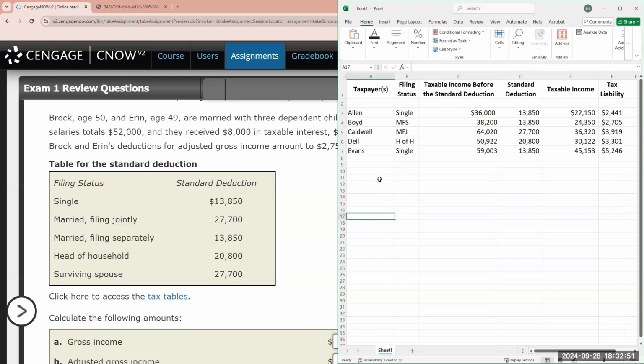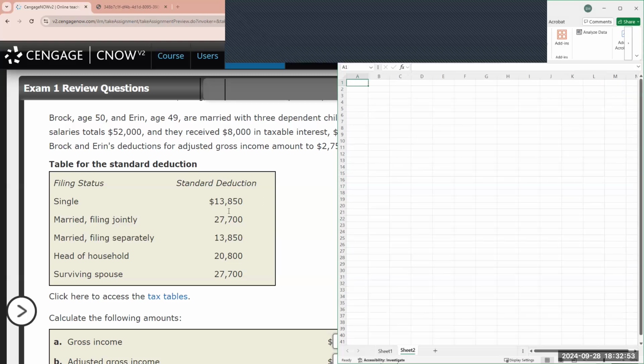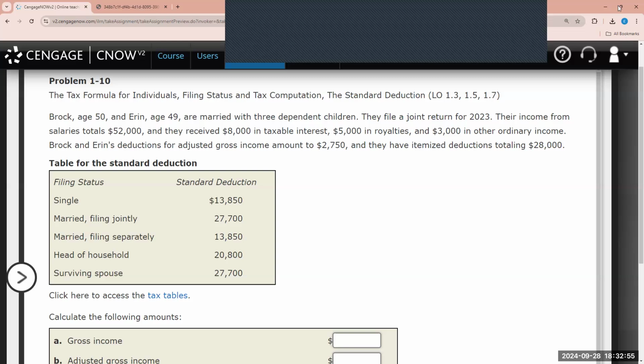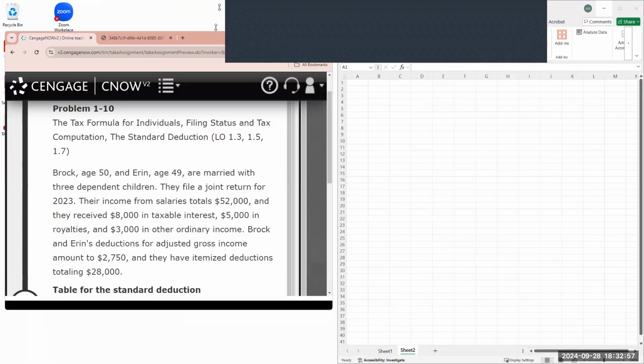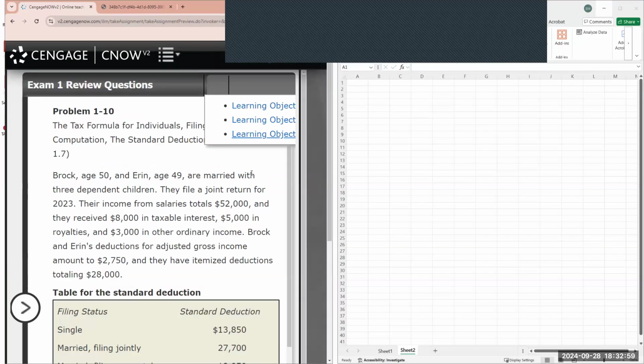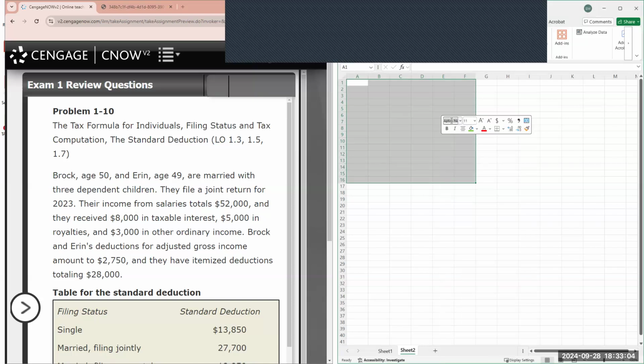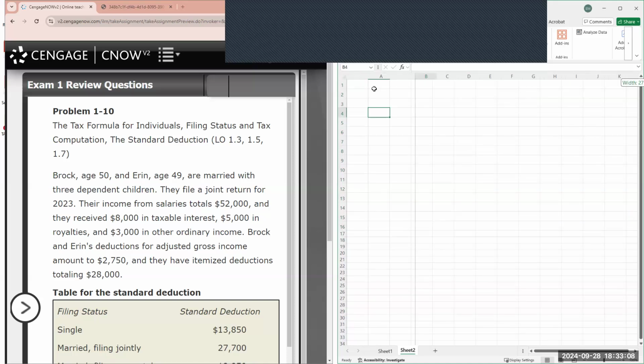So we get this pulled back up. Here we see it's a little smaller. Sometimes the visual makes it easier versus just saying the amounts. So we start off with salaries, and the problem lets us know that there are salaries of $52,000.